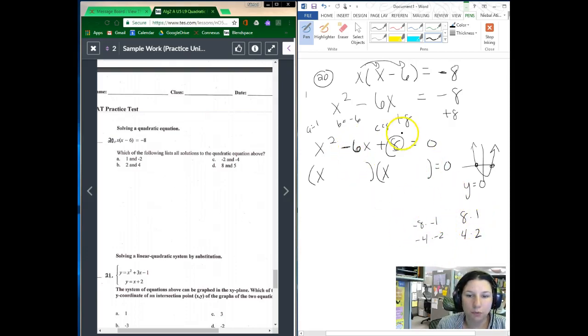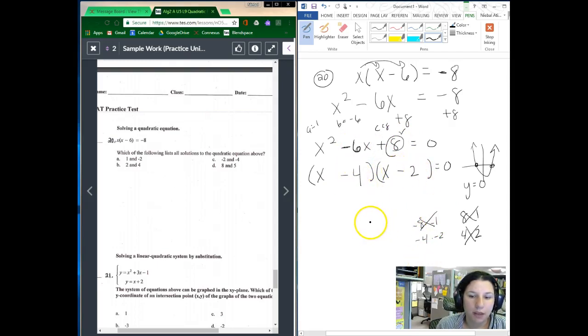So 8 times 1 is positive 8, but that's not going to add up to a negative 6. That adds up to 9. 4 times 2 is positive 8, but that also doesn't add up to negative 6. It adds up to a positive 6. Negative 8 times negative 1 is positive 8, but that would add up to a negative 9, so that one's out too.